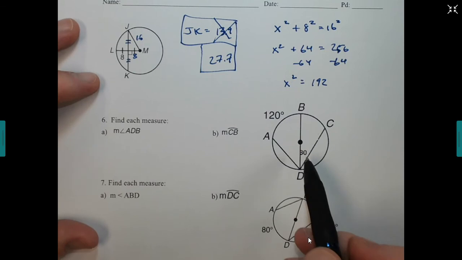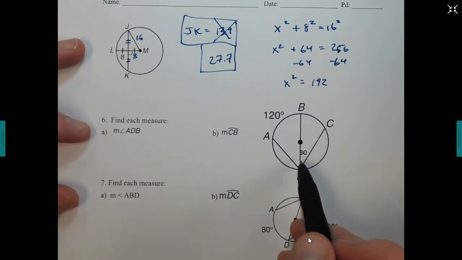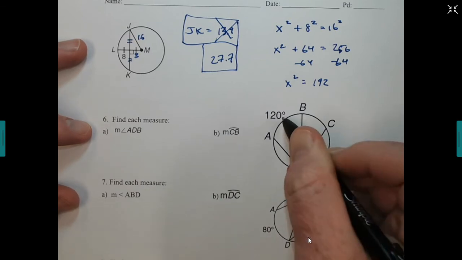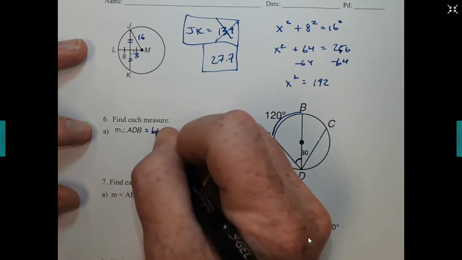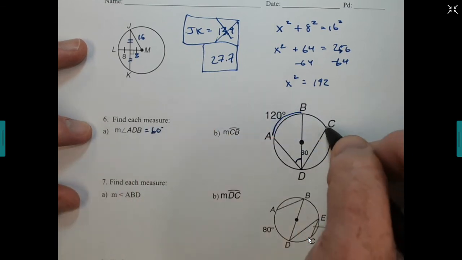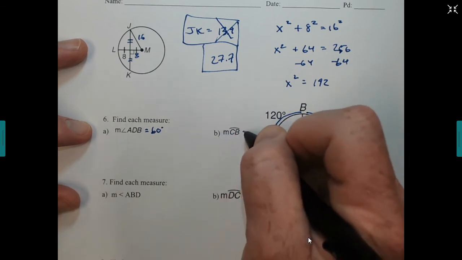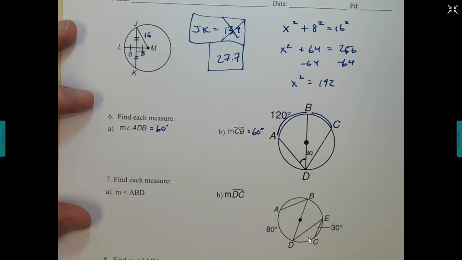So here we moved from central to inscribed angles. You want to find the measure of angle ADB. This inscribed angle's got to be half of its arc, so that's 60 degrees. Arc CB, we got to go the other direction. We got to double that angle, which would also be 60 degrees. I think that says 30 there.